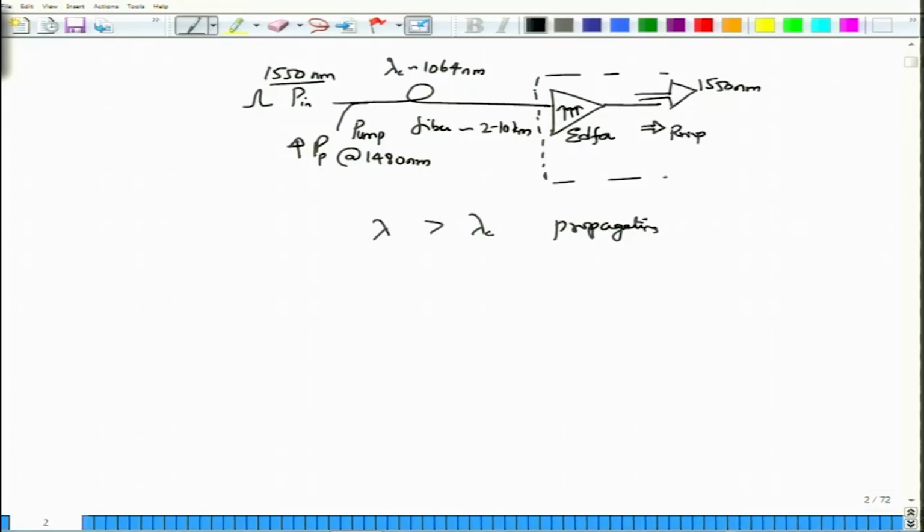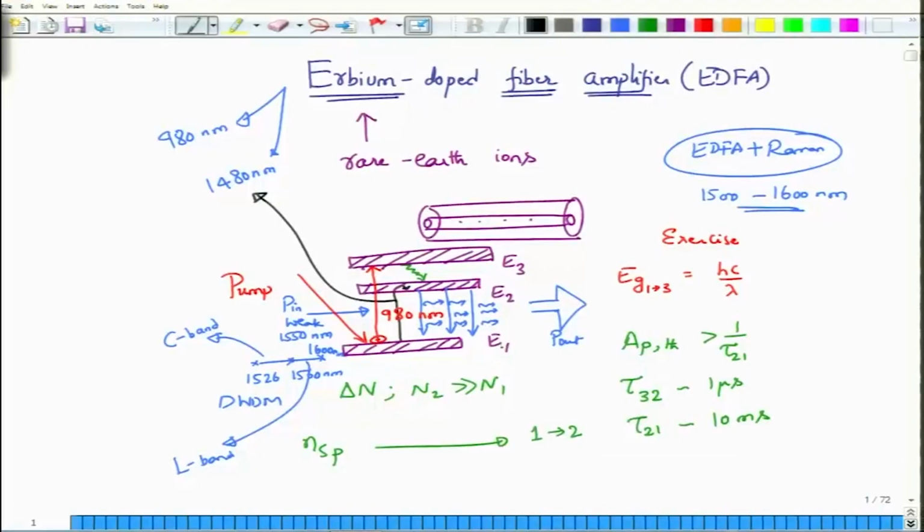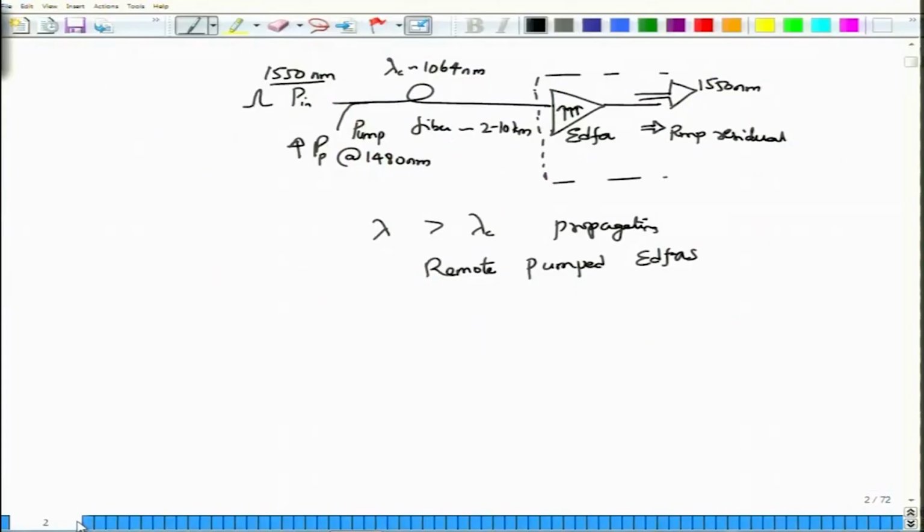The pump will still be there, the residual pump that you are going to get, but that residual pump will be almost 0. So, this type of amplifier is used in cases of what is called a remote pumped erbium doped fiber amplifier. So, when you are pumping them in the remote without any access, use 1480 nanometer, which takes ions from energy level E1 and directly deposits them onto the energy level E2. So, this is the remote pumping that we normally use.